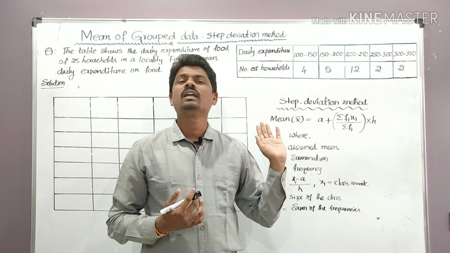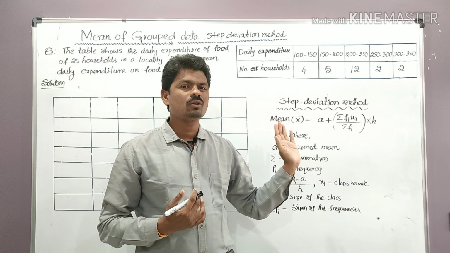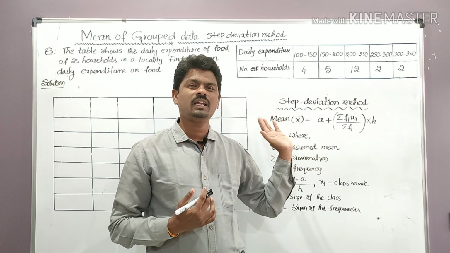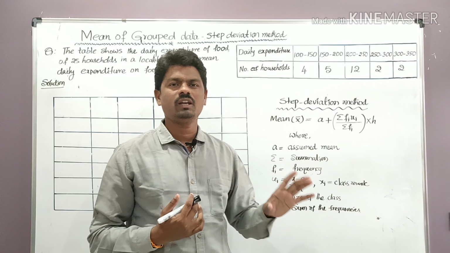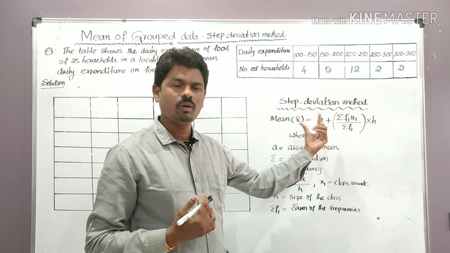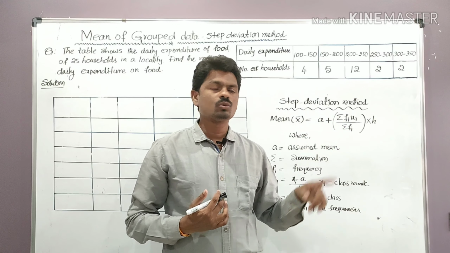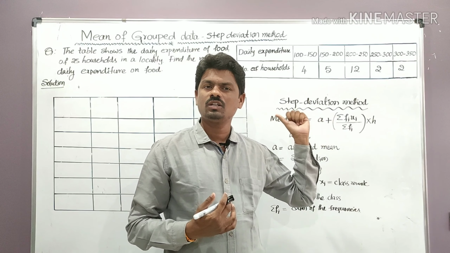Students, this is very important. He asks for the formula every time, for 2 marks. Write the formula to find the mean of grouped data using the step deviation method and explain each term involved in the formula. So he asks this, students, very important. You have to write the formula and the terms involved in the formula, and you can get 2 marks. So this is the formula we use to find the mean using the step deviation method.